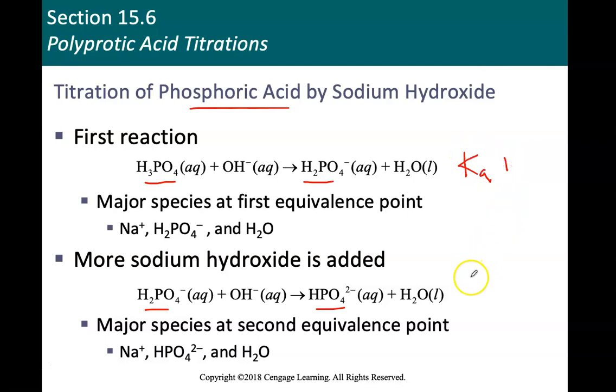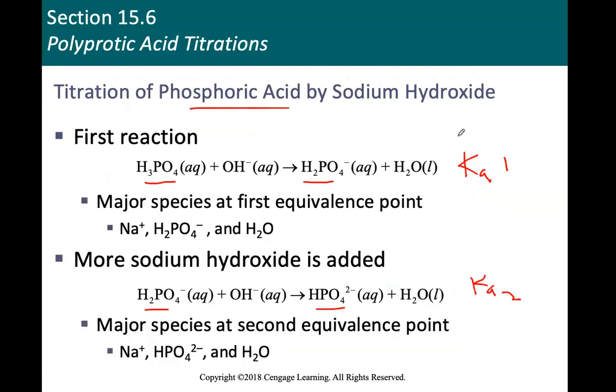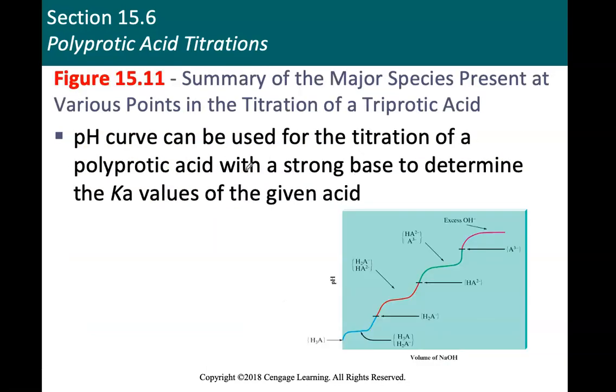Ka1, Ka2, Ka3. So that's what we have looked at previously. What we want to look at here is essentially the titration curve, because we are titrating this acid with a base. All right, so what will we get? Let me go straight into the curve here.